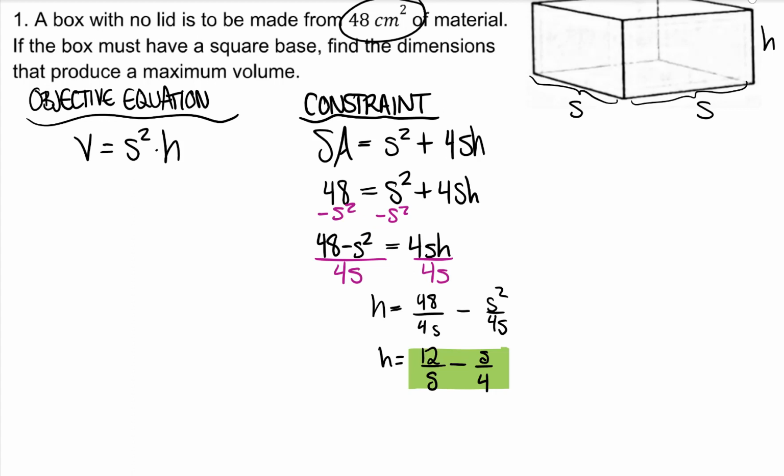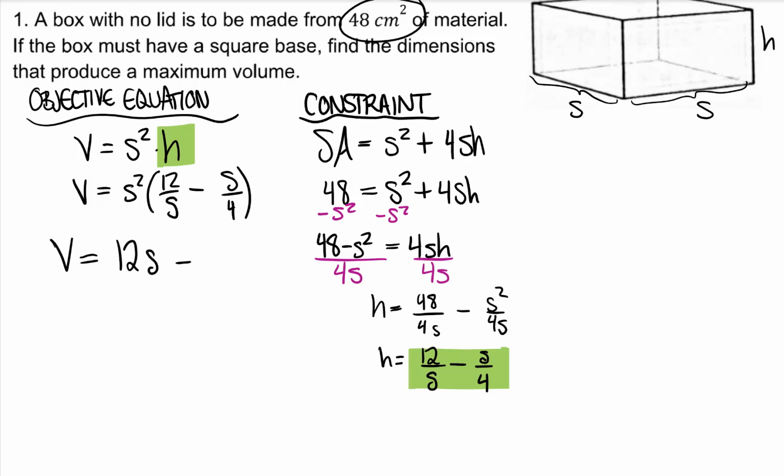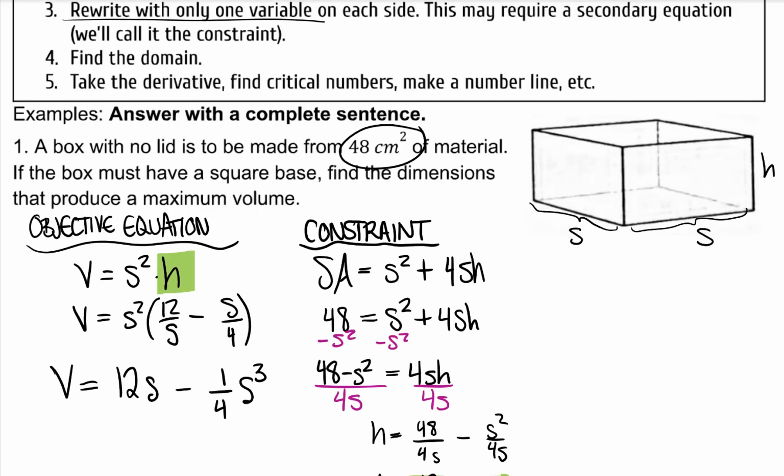Now that we've solved for H in our constraint, we can plug it in for H in the objective equation to make the objective equation only have 2 variables. Simplify. We have now rewritten our objective equation, so now it has 1 variable on the left side and 1 variable on the right side. Now we determine the domain.